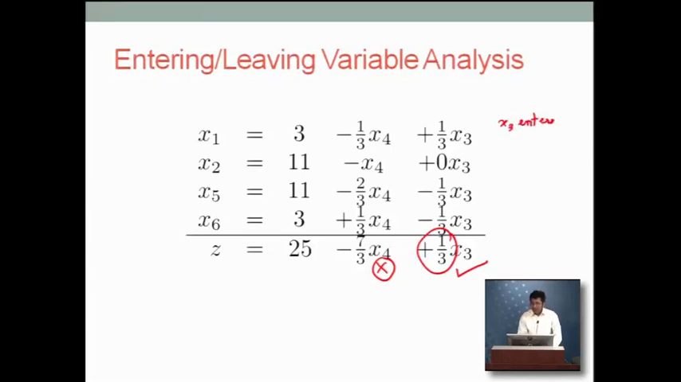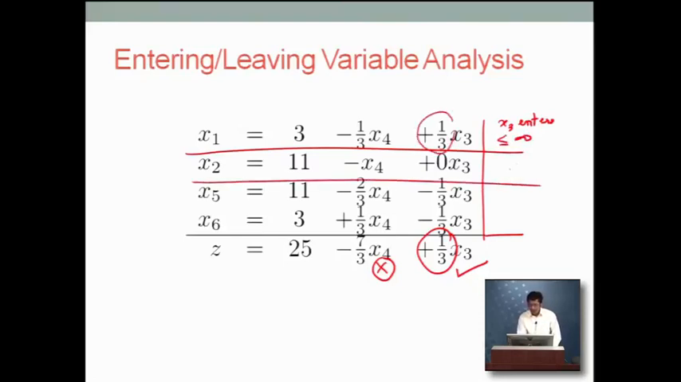And you can do the leaving variable analysis corresponding to which variable is going to leave. So x1 places no constraint on the increase of x3 because this coefficient is positive. Again, no constraint because this is 0, and therefore it still places no constraint. This places a constraint of less than or equal to 11 divided by 1/3, and that's 33. That's the level to which it allows x3 to increase. And finally, this places a constraint of 9.